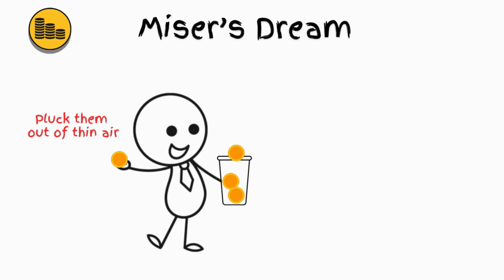Miser's dream. In this classic act, the magician produces an endless stream of coins from thin air. They achieve this by deftly palming coins and making it look as though they're pulling coins out of nothing or from a seemingly empty container.